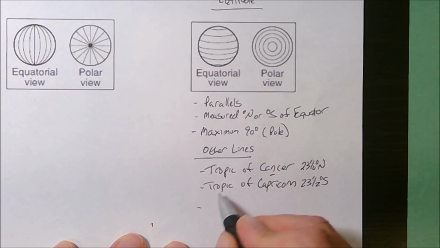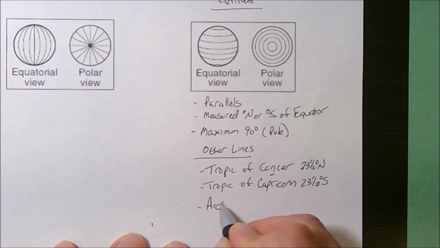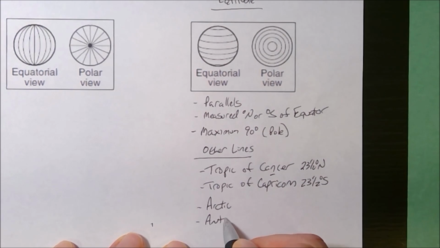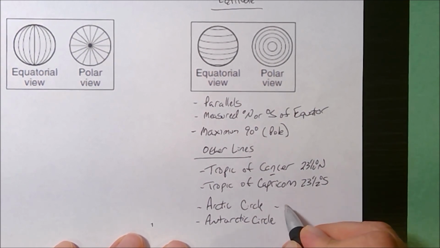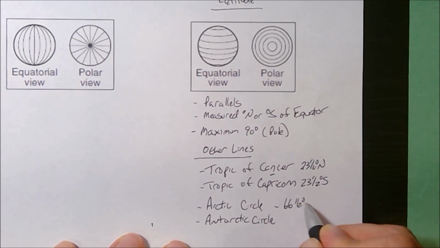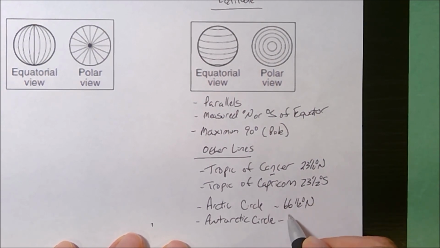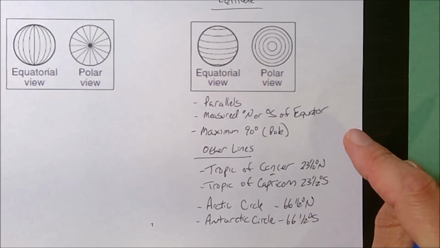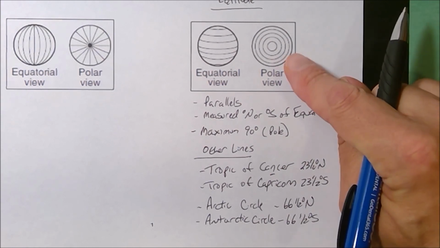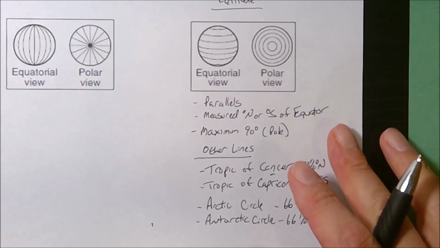Now, two other circles. You have the Arctic and the Antarctic circle. If you do 90 minus 23.5 degrees, what you get is 66.5 degrees. So the Arctic is 66.5 degrees north, and the Antarctic is 66.5 degrees south. So that's your latitude system. It looks like circles when viewed from above.